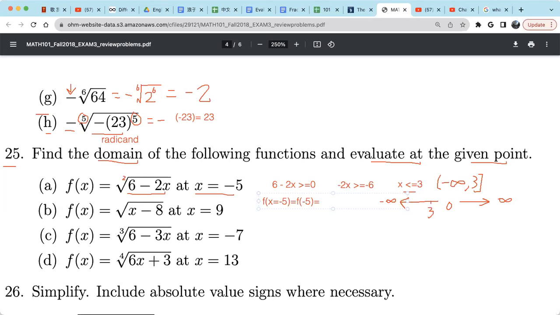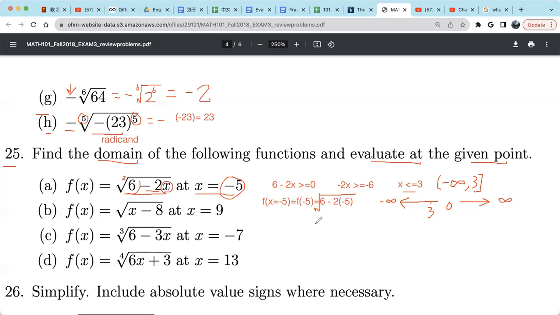So we get the square root of 6 minus 2 times negative 5. Right, then we take the square root. So in the square root of 6 minus 2x, 6 is a constant, minus 2 is a scalar. The only variable is x. X is given as negative 5. So we just substitute x with negative 5.